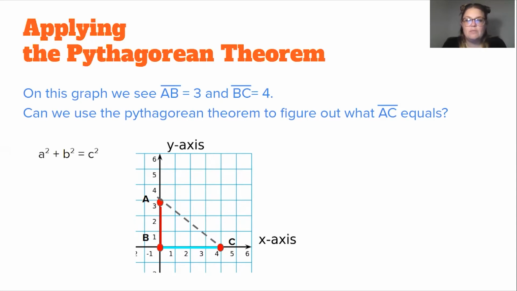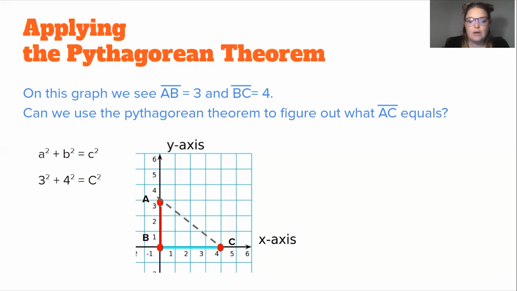Remembering that A squared plus B squared equals C squared, we can substitute the length of the two legs in our equation. So we can use the length of AB, which is 3, for our A value, and we can use the length of BC, which is 4, for our B value. And then we'll solve for C, which will be our hypotenuse.